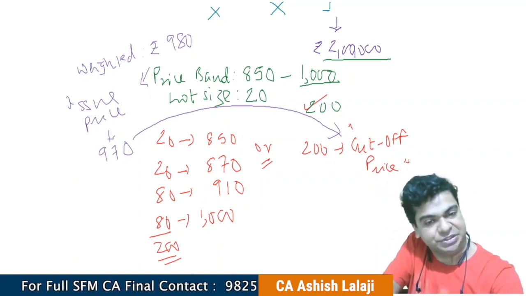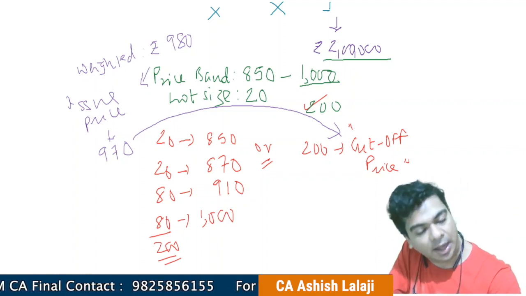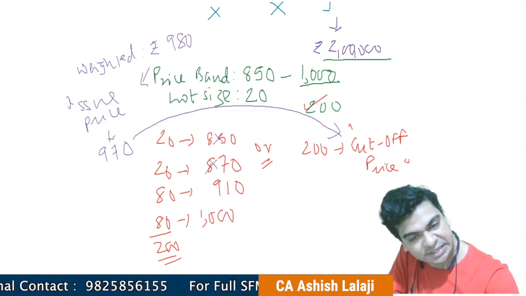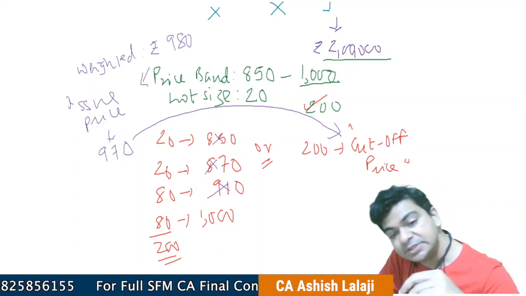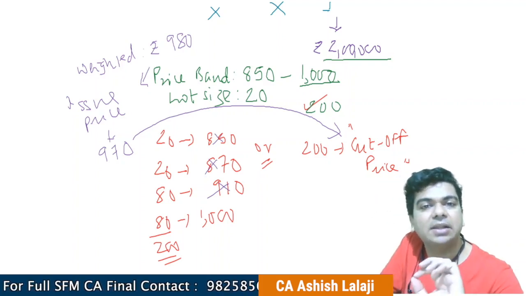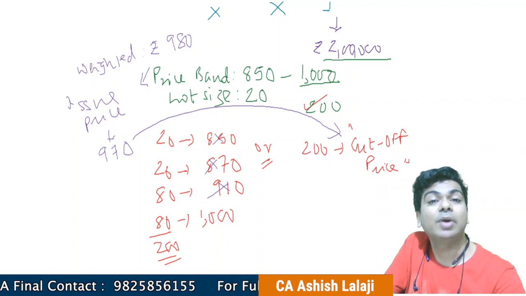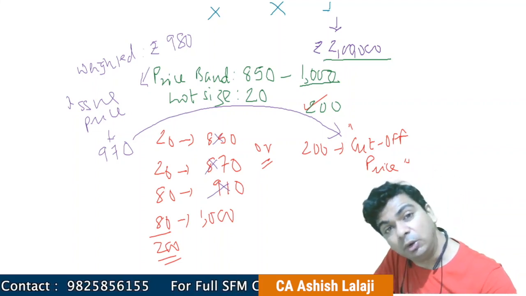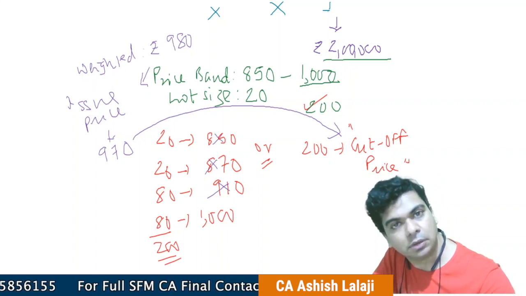If the first system was selected, then you can understand all the bids which are below 970 will get rejected. Only the last bid will be accepted because that is above 970. But the moment I select the cutoff price, whatever is the final price, I am just trying to increase my chance of the shares getting allotted.